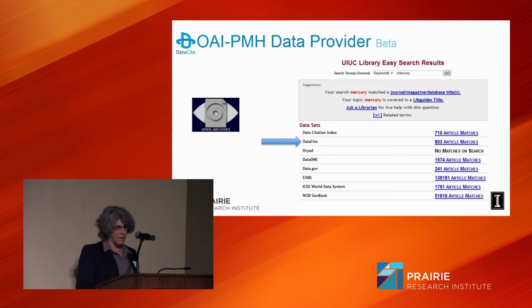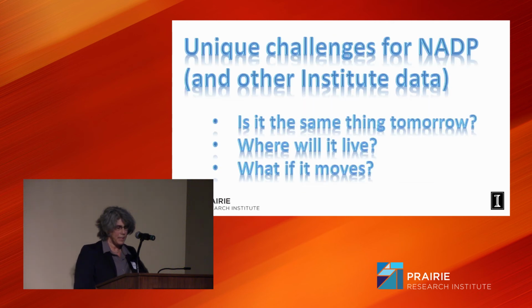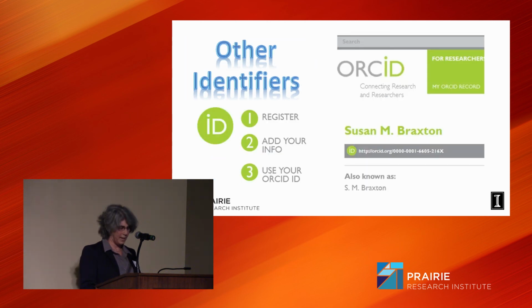We're in the process now of minting DOIs for NADP data. Challenges for NADP are similar to other institute data, and one is that data collection is ongoing, so the DOI must represent data that hasn't been collected yet. Identity matters for authors too, so if you haven't got your ORCID yet, I recommend you get it. Publishers will be including this in submission process, and so will grant funders in the future. You can read more about identifiers of all kinds on the library's blog.